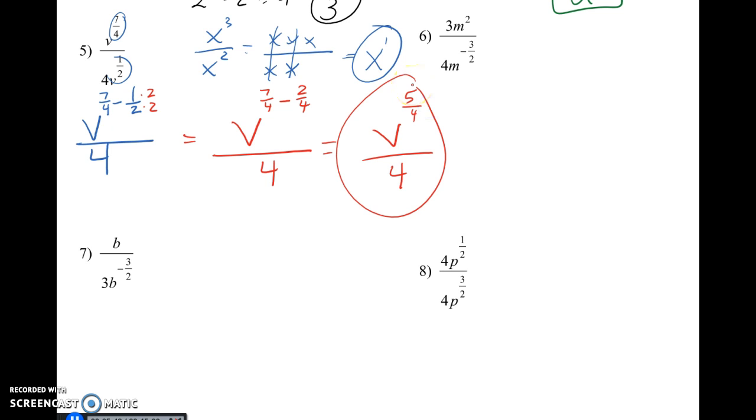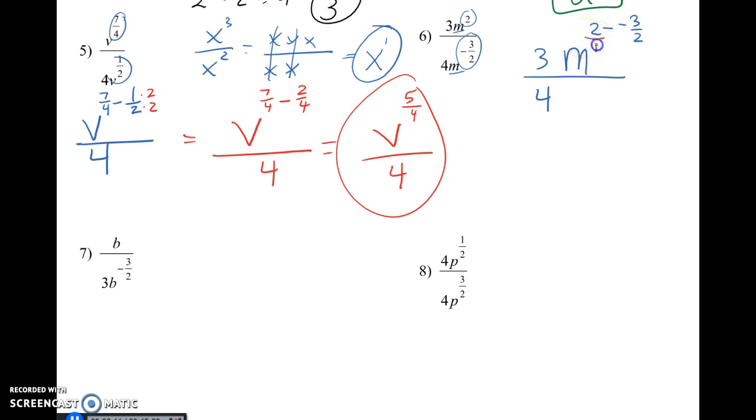For number 6, same type of thing. I have an exponent on top and an exponent on bottom. What am I going to do with those exponents? As long as the bases are the same, I can subtract them. So the 3 and the 4, I can't reduce those. Nothing comes out of both of them, so I leave them. And on top I have m to the power of 2 minus -3/2. I subtract these exponents.